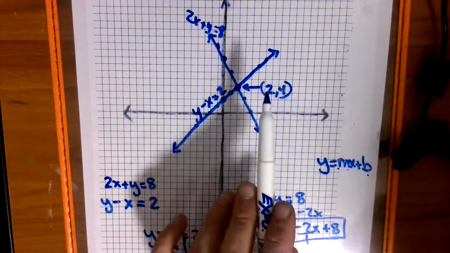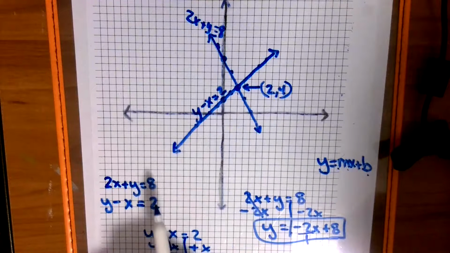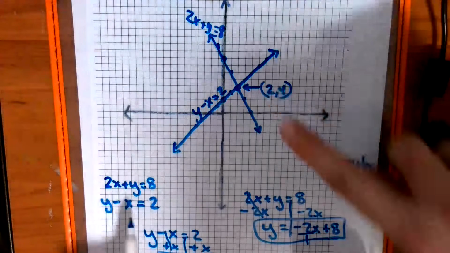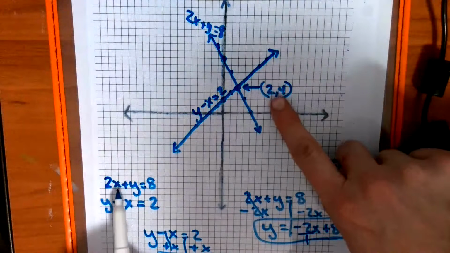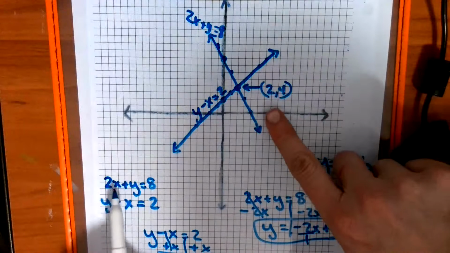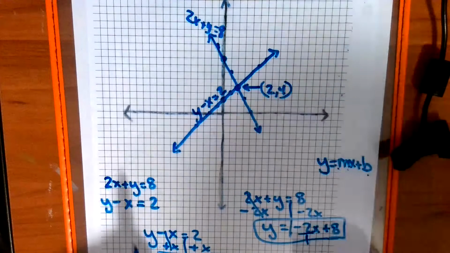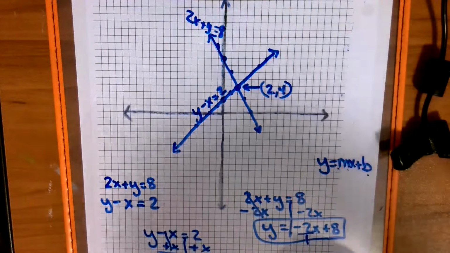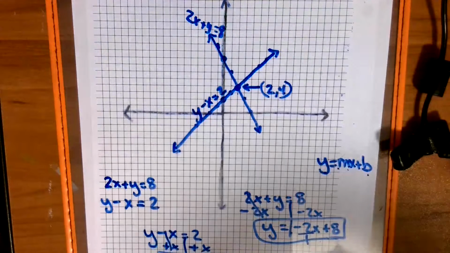That means if I were to plug these two numbers back in, both of these statements would be true. For instance, 4 minus 2, see, 4 minus 2 is 2. And if I put the 2 in here, 2 times 2 is 4. 4 plus 4 is 8. So that's graphing of an equation. Now we'll do one more of these, okay?